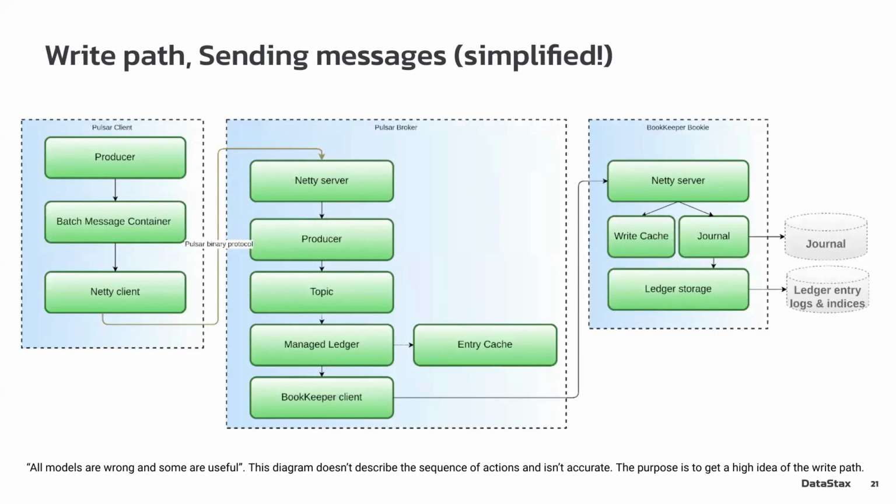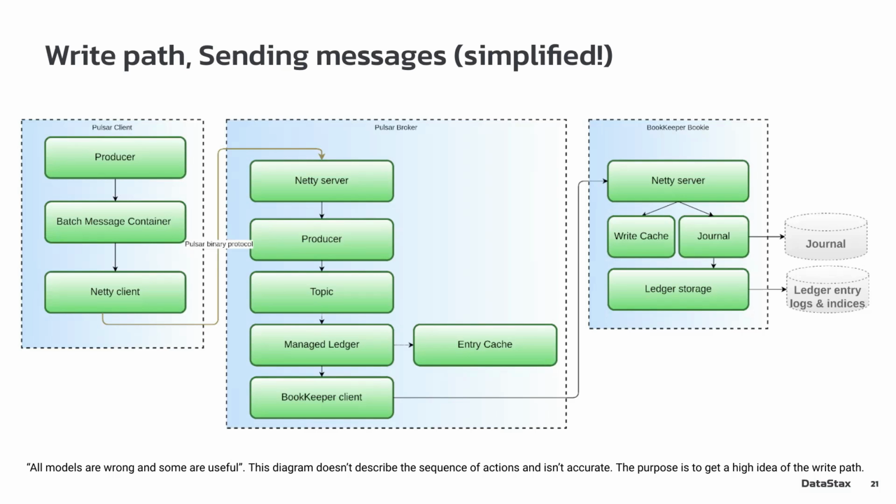So here I'm introducing some models that could help us understand what is going on in the Pulsar broker when a message is sent to Pulsar. I have a diagram about the write path and also the read path, which is about consuming. And these are a simplification of what is going on. So it doesn't mean that this is actually truly implemented in this way.